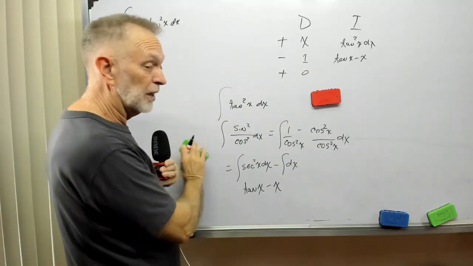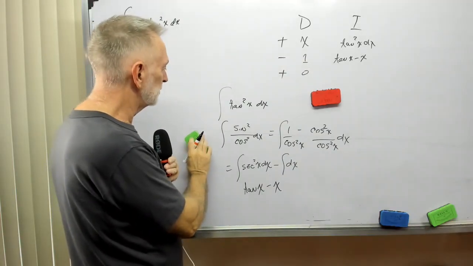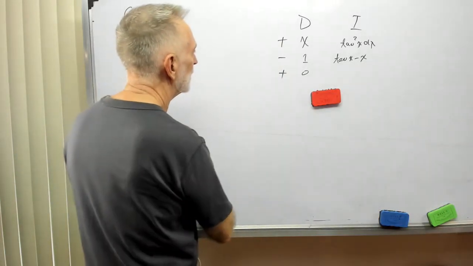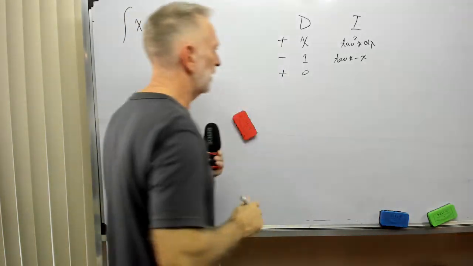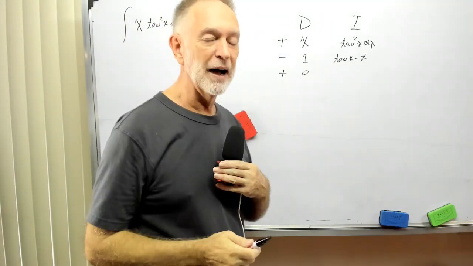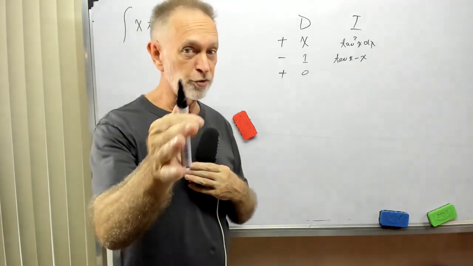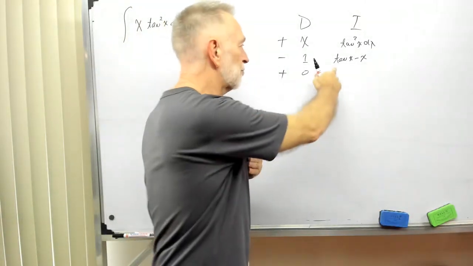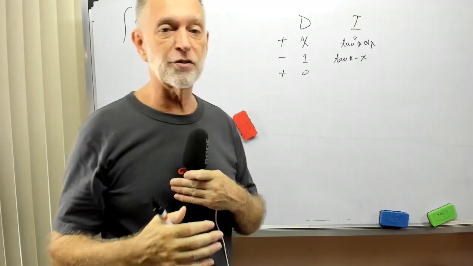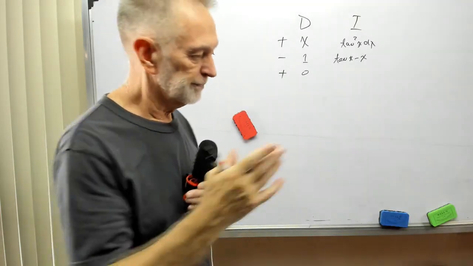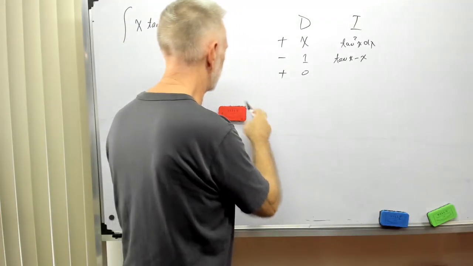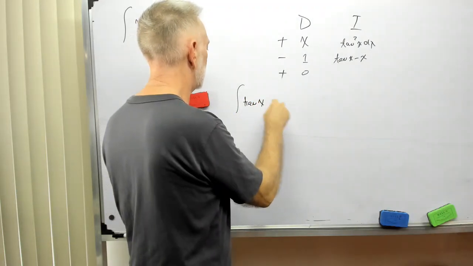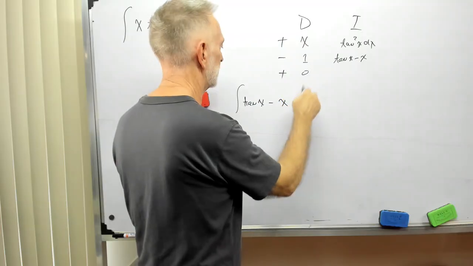Okay, take a snapshot. 3, 2, 1. Okay, clear out of space. All right, now then, I've got to integrate tangent x minus x. Now we know, or if you don't know, you will, okay? The integral of tangent x is minus natural log cosine x. But let's just work that out. So we have the integral of tangent x minus x dx.